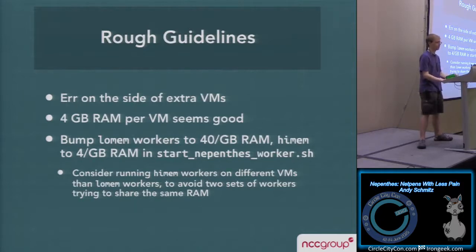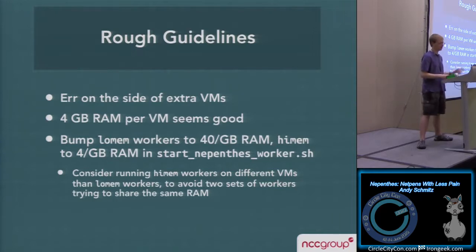If you are using Nepenthes, some rough guidelines. Usually, clients will want your IP addresses that you'll be scanning from in advance. So make extra tendrils, make extra VMs, and give them those IP addresses just in case. We've found the trade-off between CPU usage and RAM seems to be that about 4 GB of RAM is good. You can scale to a reasonable number of workers there, and still not outstrip your CPU availability.